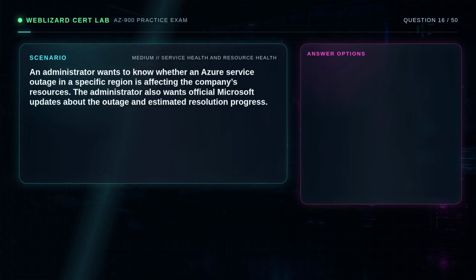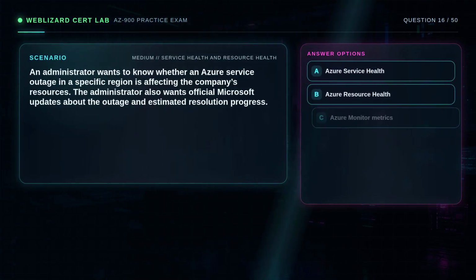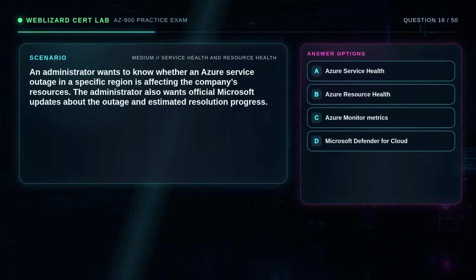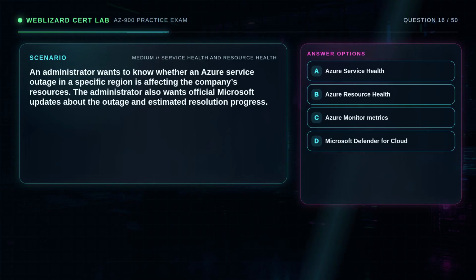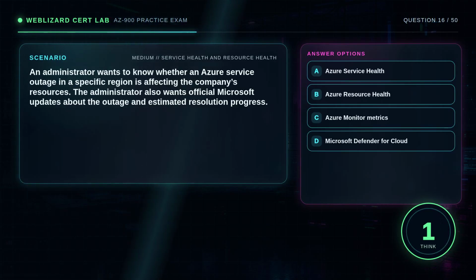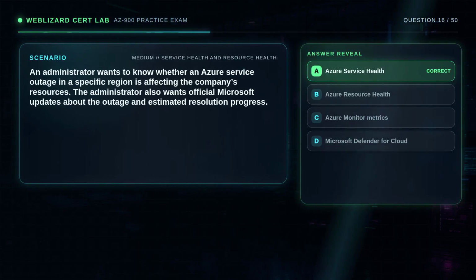Question 16. An administrator wants to know whether an Azure service outage in a specific region is affecting the company's resources. The administrator also wants official Microsoft updates about the outage and estimated resolution progress. A. Azure Service Health. B. Azure Resource Health. C. Azure Monitor Metrics. D. Microsoft Defender for Cloud. The correct answer is A.